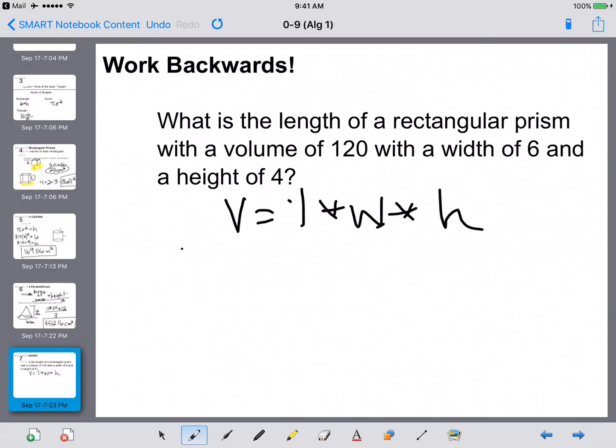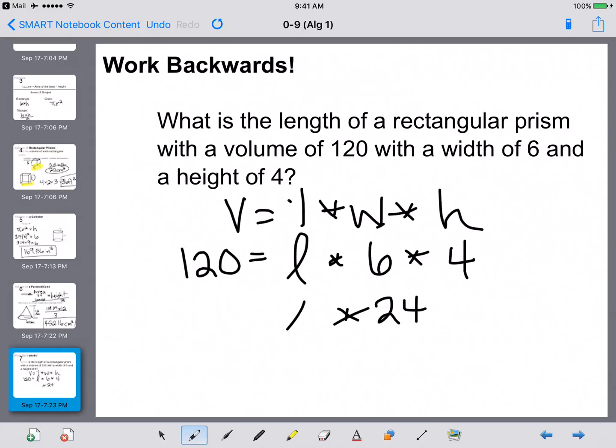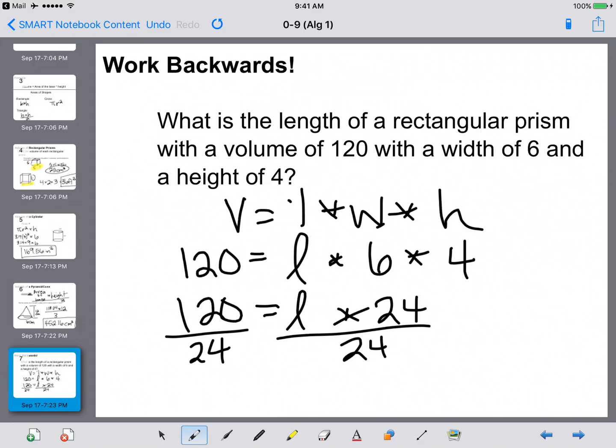Now we're going to fill in what we know. So it says our volume is 120, our width is 6, and our height is 4. So we still don't know our length. Now we're going to work backwards. Simplifying, 6 times 4 is 24 times the length equals 120. To get length all by itself, we have to get rid of the times 24. So to do that, we do the opposite. So we divide by 24. What you do to one side, you do to the other. And 120 divided by 24 gets us 5. So our length is 5, and to be proper, we are going to say 5 units.